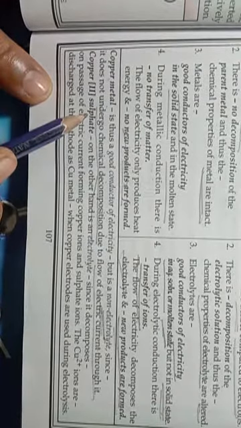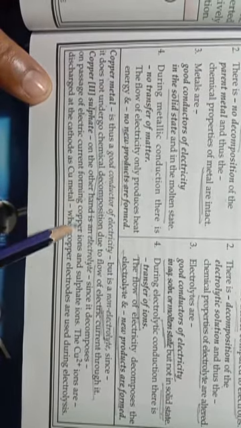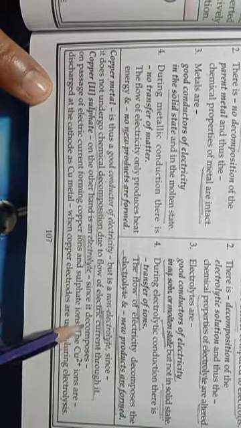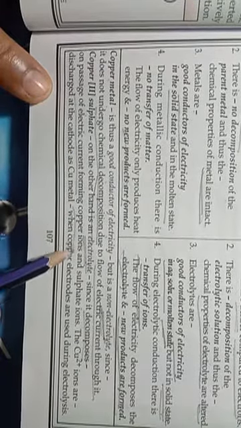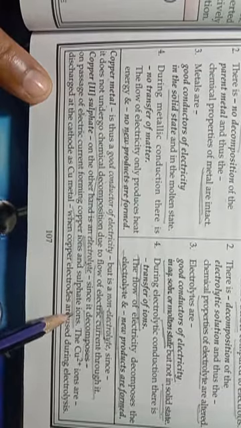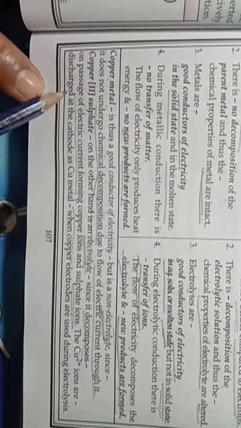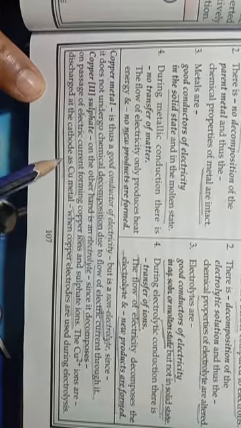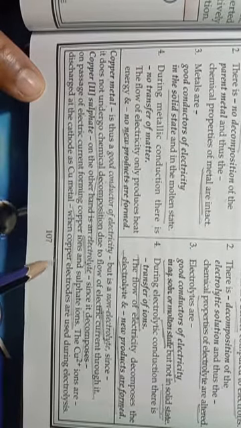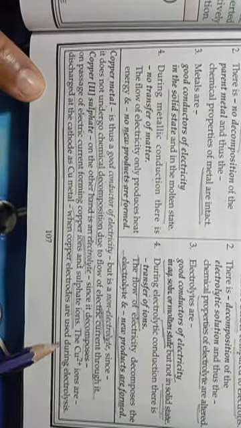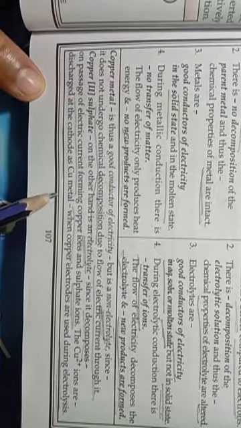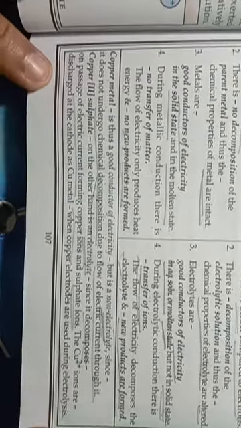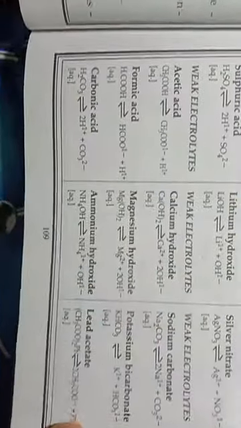But copper sulfate, on the other hand, is an electrolyte because it decomposes on passage of electric current, forming copper ions and sulfate ions. The copper ions are discharged at the cathode as copper metal when copper electrodes are used during electrolysis. Okay students, so this is the difference between metallic conduction and electrolytic conduction.